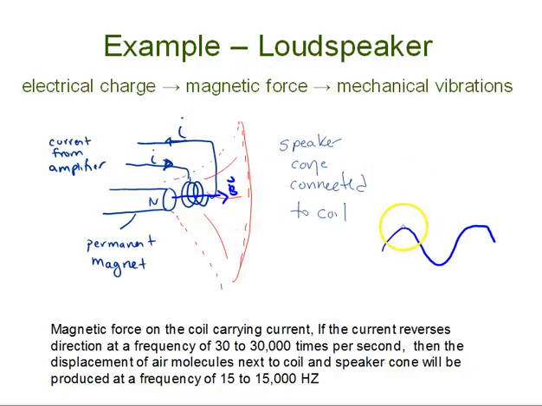So within one sound cycle, we reverse the direction of our current 2 times, right? So here we have positive current. Here we have, well, I guess it's still positive. In this section, we have positive current flowing in one direction. It turns around and flows in the other direction. So within each cycle, we reverse our current 2 times. So if we change the direction of the current 30 to 30,000 times, then we're going to produce a sound frequency of 15 to 15,000 hertz.